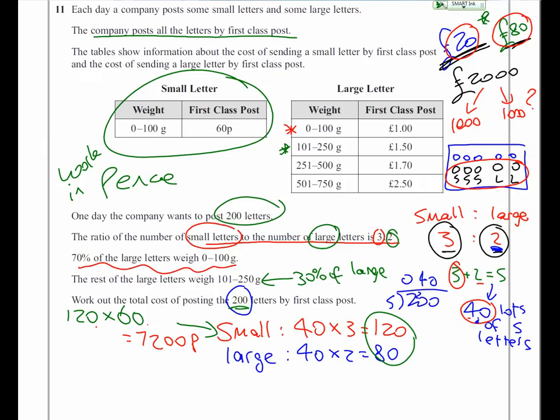The large cost, 70% of the letters is going to be charged at a certain rate. This rate here. So we want to know 70% of 80. Okay. Well, 10% equals 8. So it's 8 times 7.